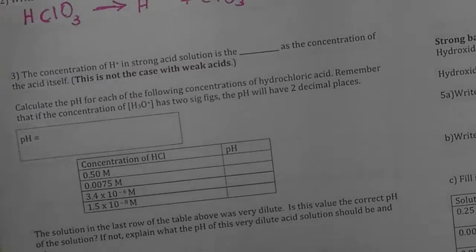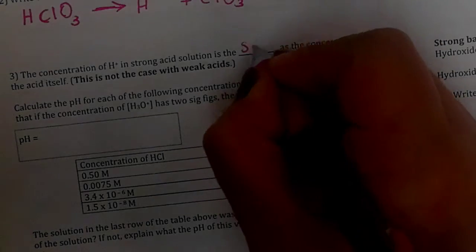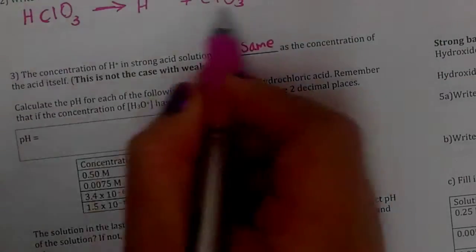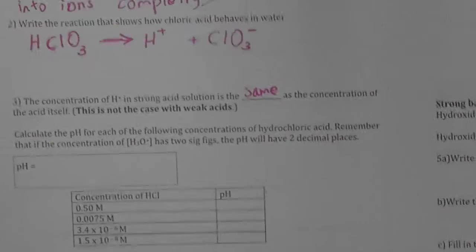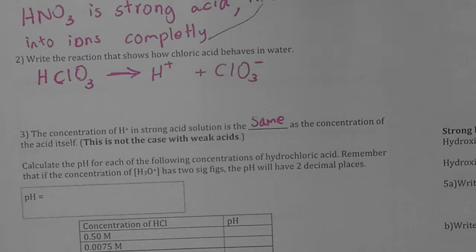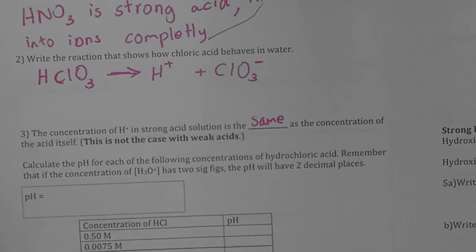The concentration of H plus in a strong acid is the same because they dissociate completely, right? So the concentration does not change. Now, this is not the case for the weak acid. Weak acid concentration will be different.